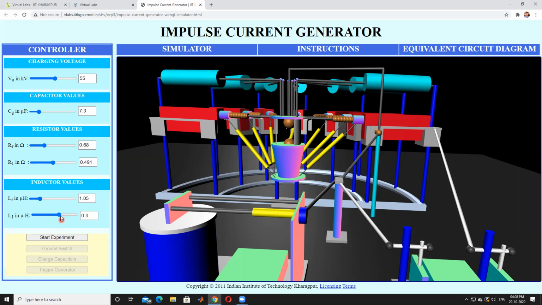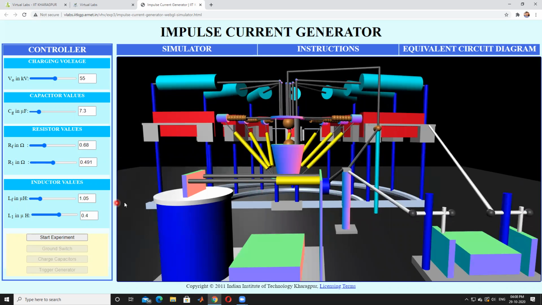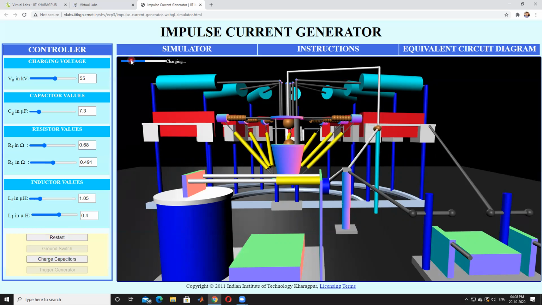By using these, we control the wave front time and wave tail time. I have adjusted all of them. Then start the experiment by pressing start experiment. This is the ground switch. After pressing the ground switch, we observe the opening switch. Then after pressing charge capacitors, all the capacitors are charged. I am pressing here, and the capacitors are charging. Once a capacitor is charged, it appears green.